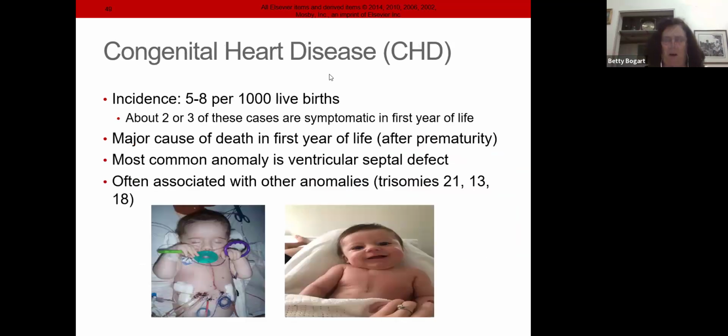So congenital heart disease is a major cause of death in the first year of life after prematurity. That's how big congenital heart disease is. Most common is ventricular septal defects, and most of them are Down syndrome. Down syndrome is the biggest one for congenital heart defects. If you want to work in L&D and have a Down syndrome child born, check the heart, see if there's a murmur. That usually will be it.